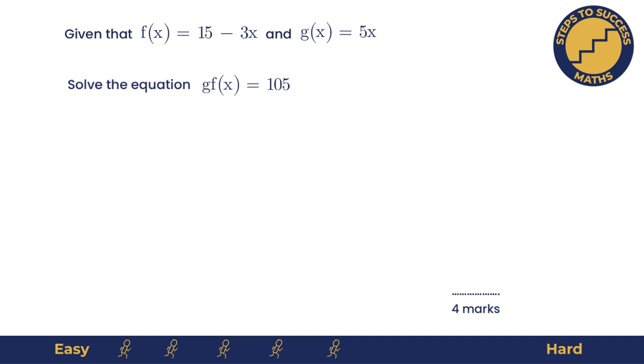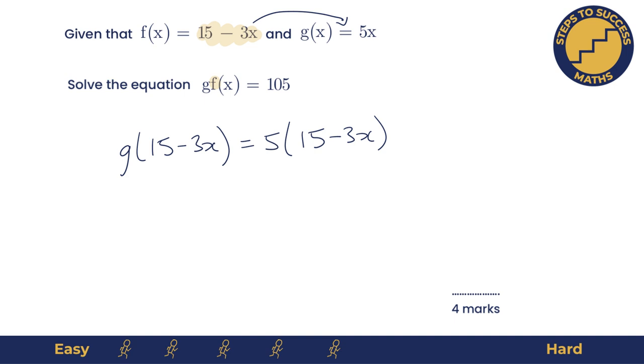Given that f of x equals 15 take away 3x and g of x is 5x, solve the equation gf of x is 105. So remember, start with the one closest to the bracket. So we start with f and we put it into g. So our value for x is 15 minus 3x. So we've got 5 brackets, 15 minus 3x close bracket. And we know that that is equal to 105. Now we just need to work it out.